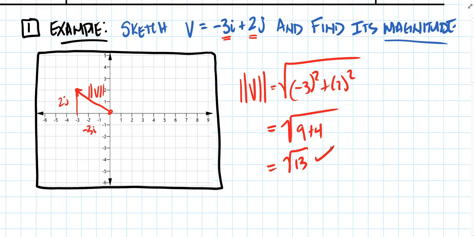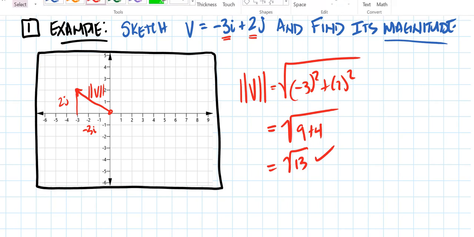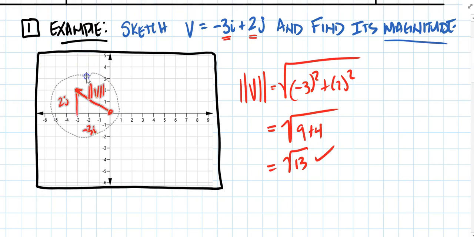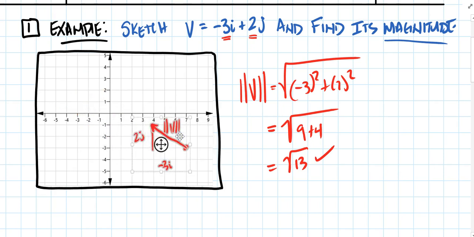It is important to note that it doesn't matter where I put this in the plane. If I move this whole thing around anywhere in the plane, like if I drew my vector over here, the magnitude would still be a value of the square root of 13. So it doesn't really matter where you put it, because you are allowed to move vectors in the plane, assuming you don't change their direction or their magnitude.